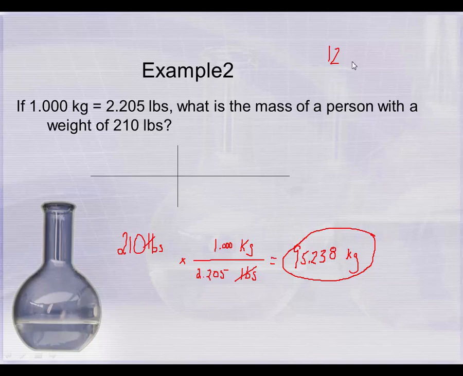Could be 12 students. It could be 12 dozen eggs. It could be 12 erasers. 12 Big Macs. Right? Okay, I'll stop talking about food then. All right.